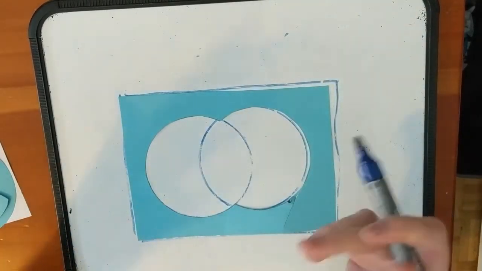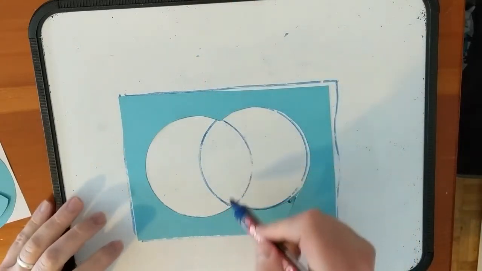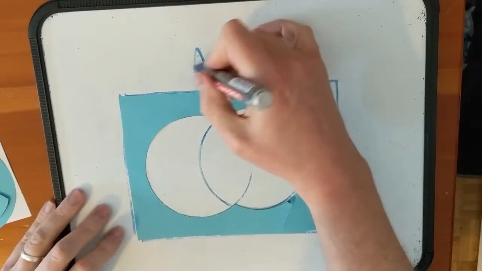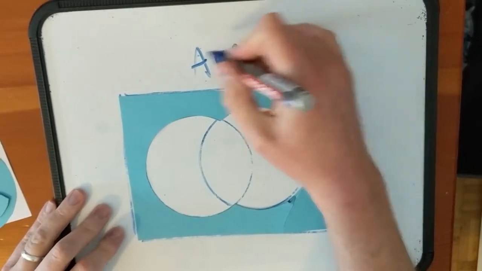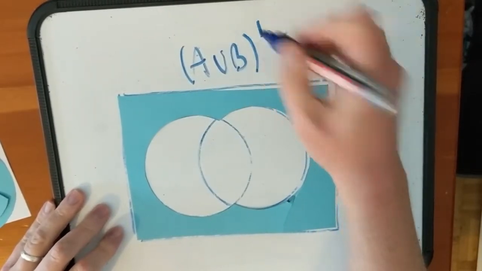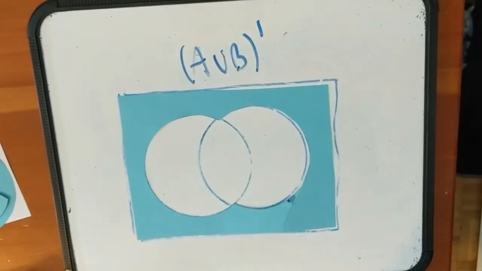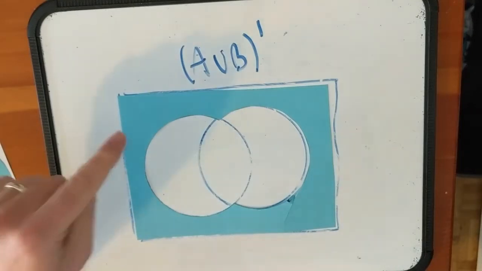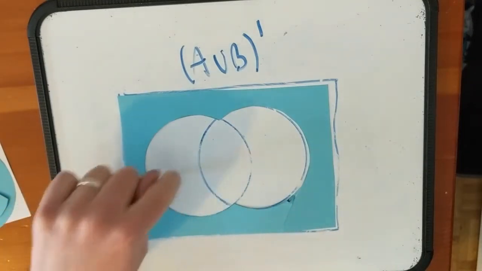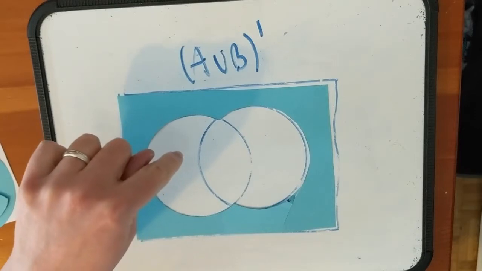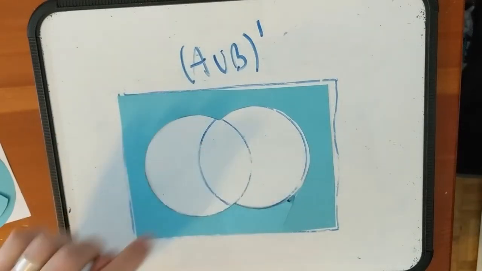And you can combine together two things we've done. So this bit which is left over is the union. That's A union B, but we're looking outside of that. So it's (A union B) dash. This is things which are not in A or B. The bit which is missing here is A union B.